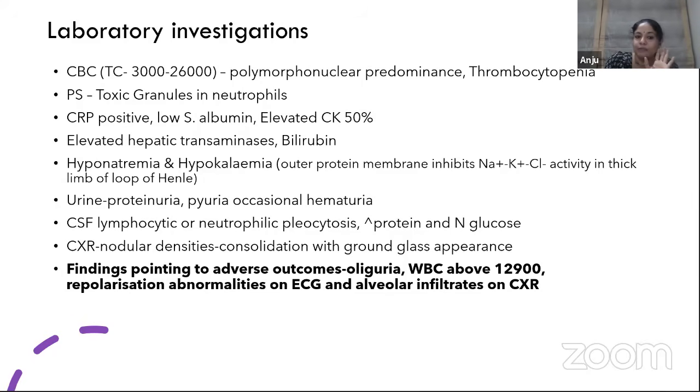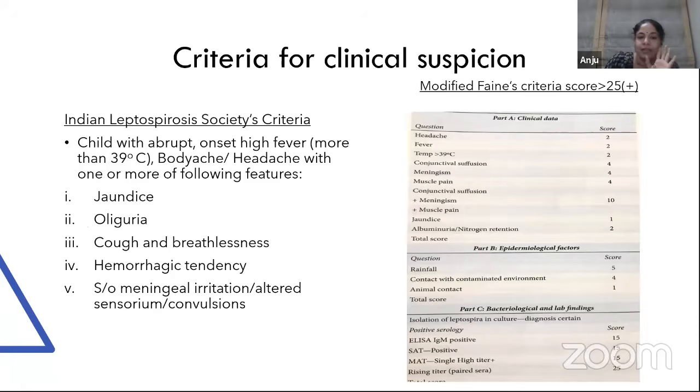In urine, you can have proteinuria, pyuria, or occasional hematuria. CSF shows lymphocytic or neutrophilic pleocytosis, an increase in protein, and normal glucose. On chest X-ray, either nodular densities or consolidation with ground glass appearance can be seen when there is pulmonary involvement. Certain findings like oliguria, neutrophilia, repolarization abnormalities in ECG, and alveolar infiltrates on chest X-ray point towards adverse outcomes.